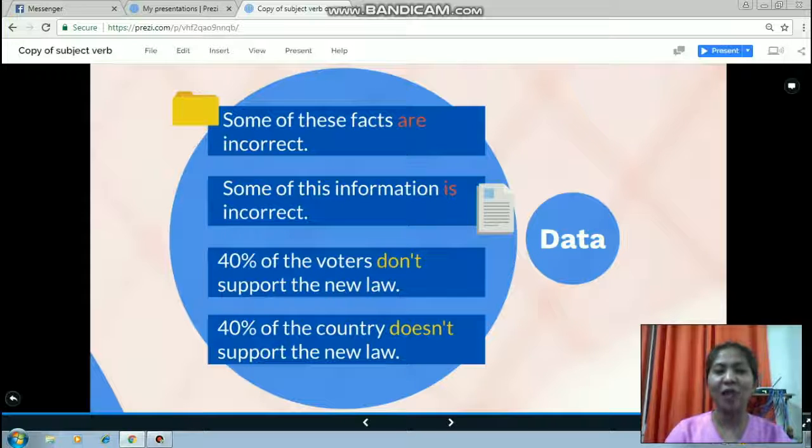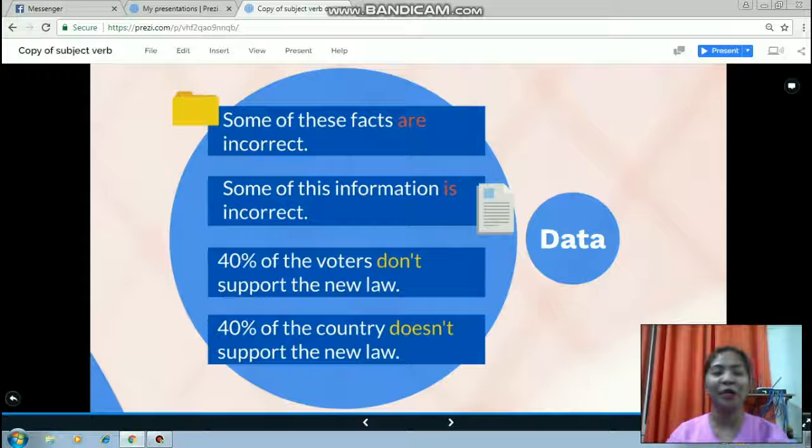Next example, some of this information is incorrect. In that phrase, information is singular, right? That is why we use the verb is. Next example, 40% of the voters don't support the new law. You might be confused in this third sentence. Why? Because of the 40%. But after that phrase, we have the word voters. Voters is plural. That is why we use the verb don't, which is also plural.